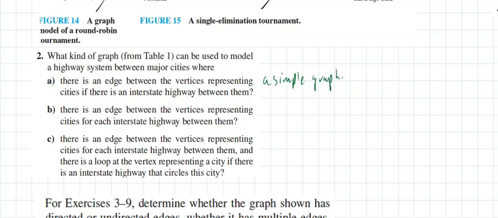Again, you don't need to refer to the table. Kind of glance at this and figure out how this works. There might be more than one answer, but in general, we're going to pick those. I shouldn't use the word simple, but straightforward, so they don't overlap. B, there is an edge between the vertices representing cities for each interstate highway between them. This would be a multigraph. So intersection between 2 pairs of cities, that's why.